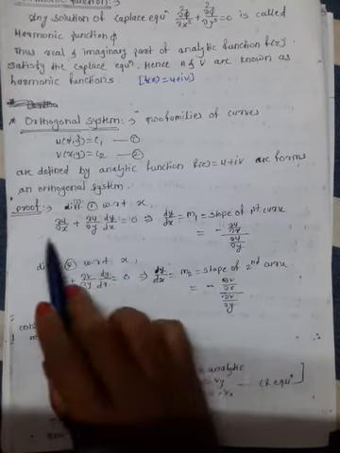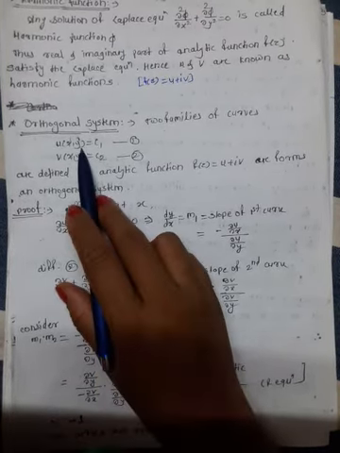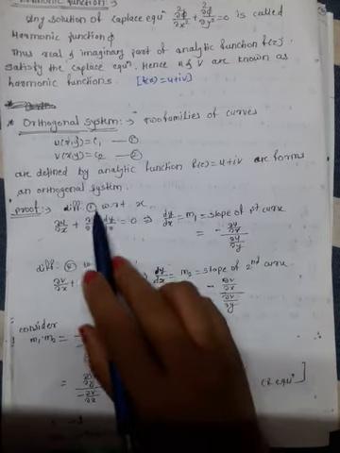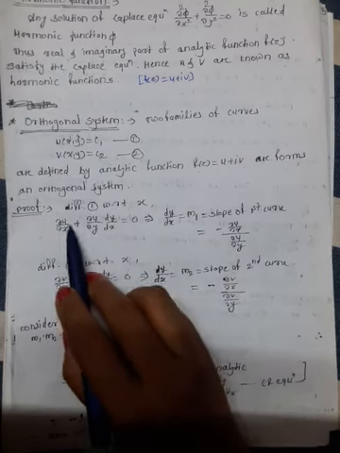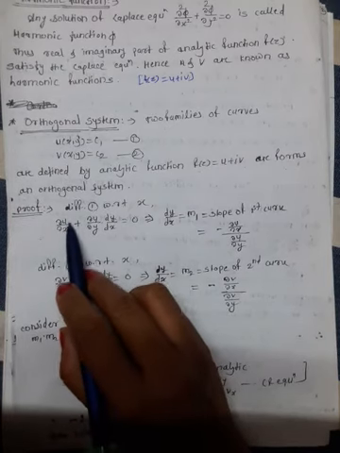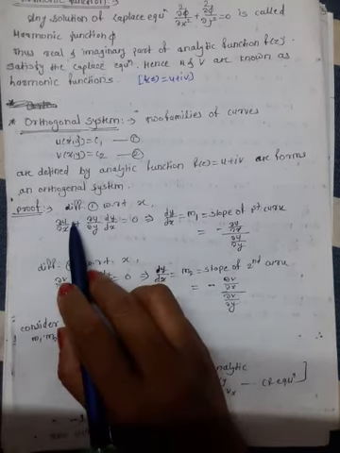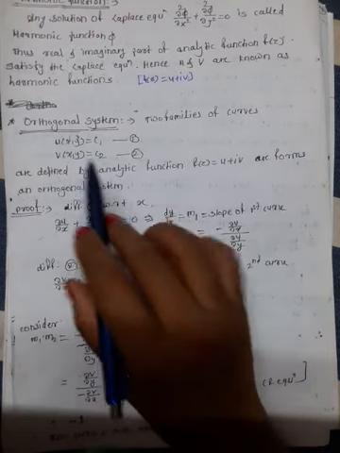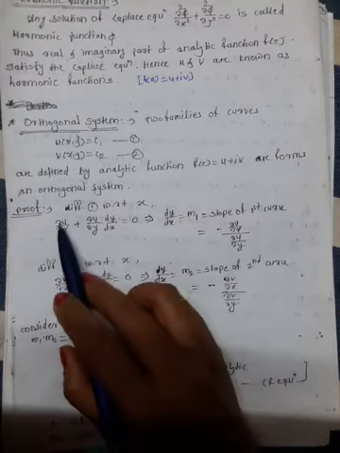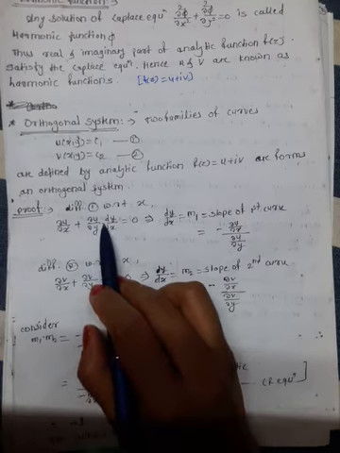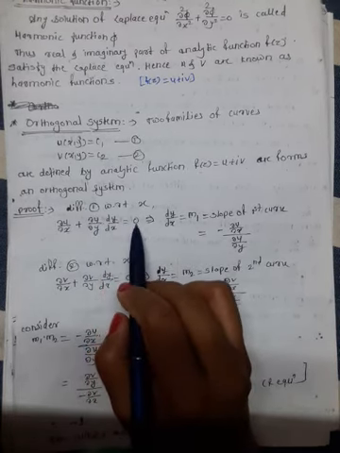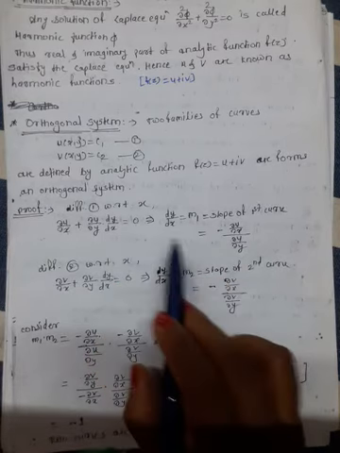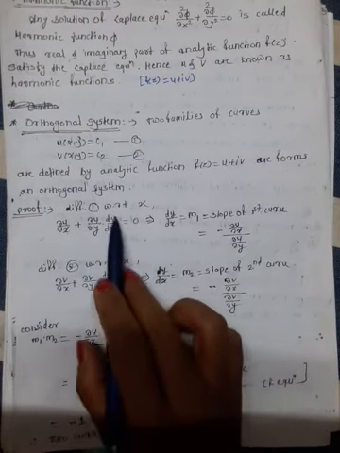Remember this step. Differentiating equation 1 with respect to x, we get ∂u/∂x. Here you don't need to write the bracket (x, y). This is a self-understood term, that u and v are functions of x and y. ∂u/∂x plus ∂u/∂y into dy/dx is equal to 0. Now calculate dy/dx.